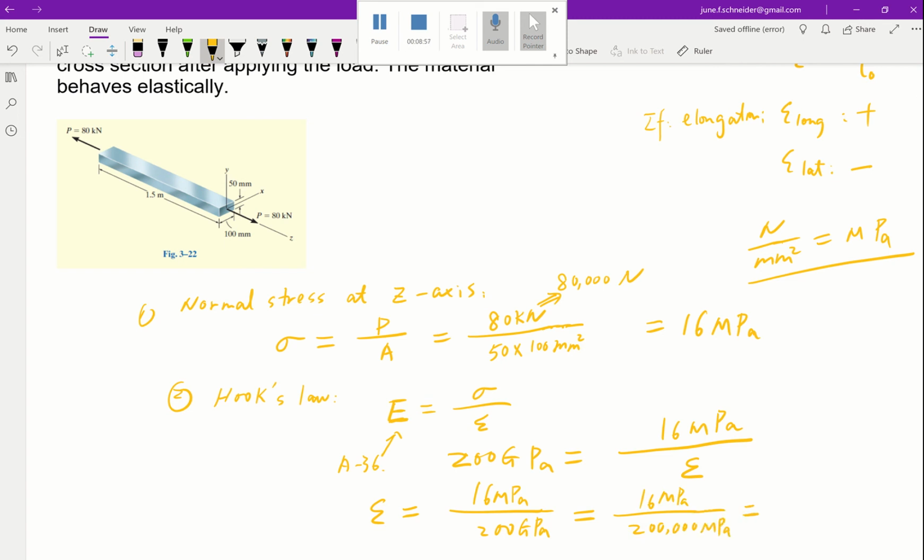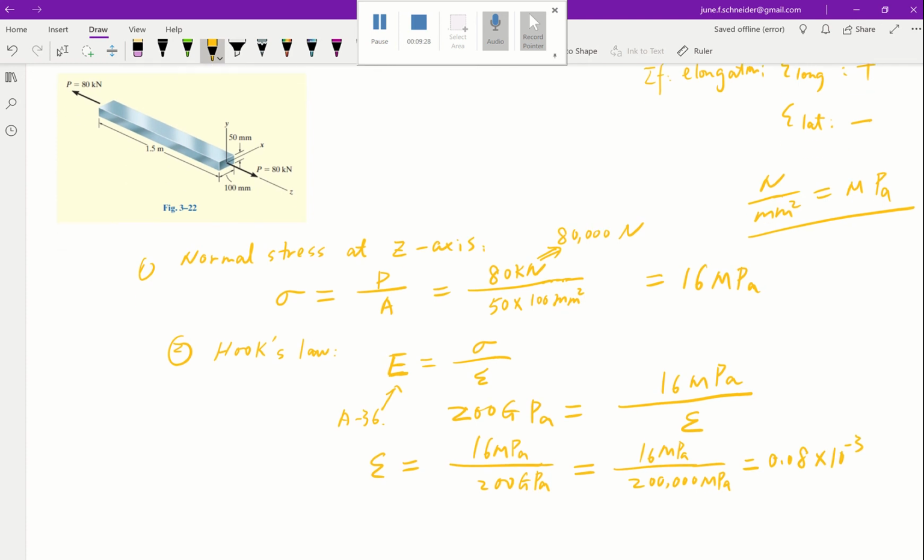All right. So when we do that, let's put it into the calculator, see what we have. So 16 divided by 200. I will have 0.08 times 10 to negative 3. So that means it's going to be 8 times 10 to negative 5. Okay, so that's our epsilon. And here I'm actually going to go back to give a subscript. This is epsilon in the z direction, at this axial direction, right? So that's the strain there.